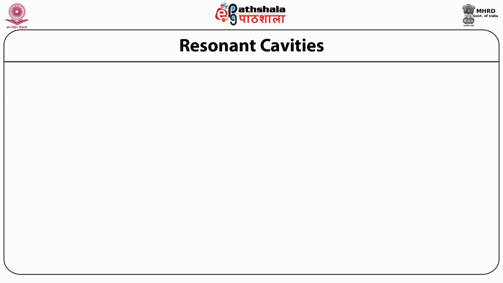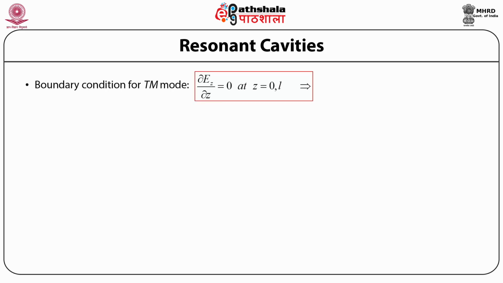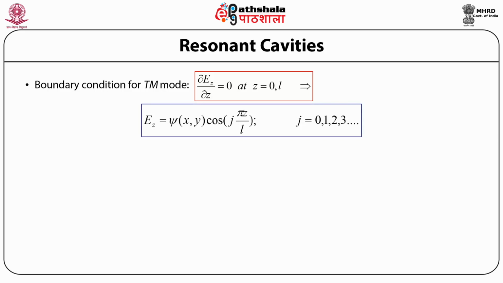Similarly, if we want to write down the boundary conditions for the transverse magnetic mode, then we can write down that the derivative of the z component of the electric field with respect to z coordinate is equal to 0 at the boundary, that is at z equal to 0 and z equal to L. And from this, the z component of the electric field can be written as psi as a function of x, y times cos of jπz/L, where j is an integer taking values 0, 1, 2, 3 and so on.